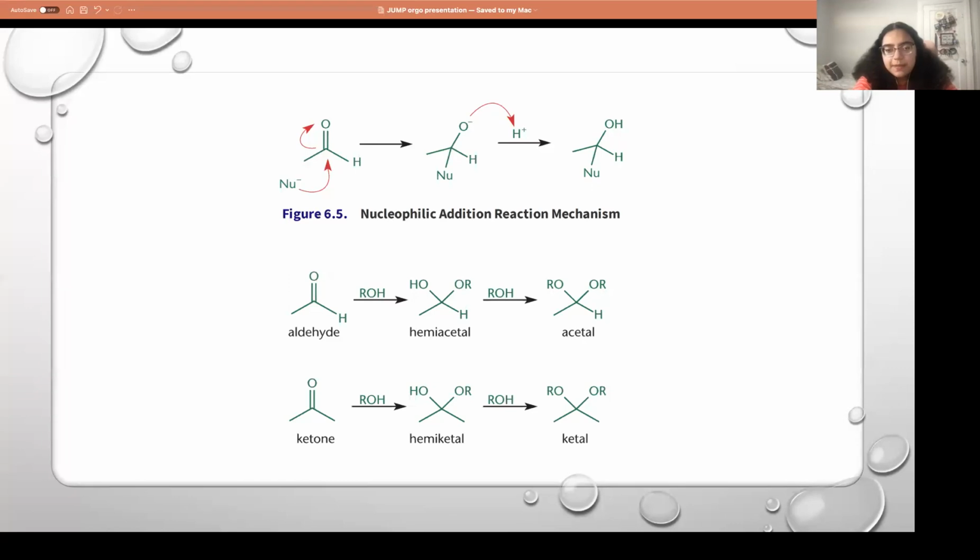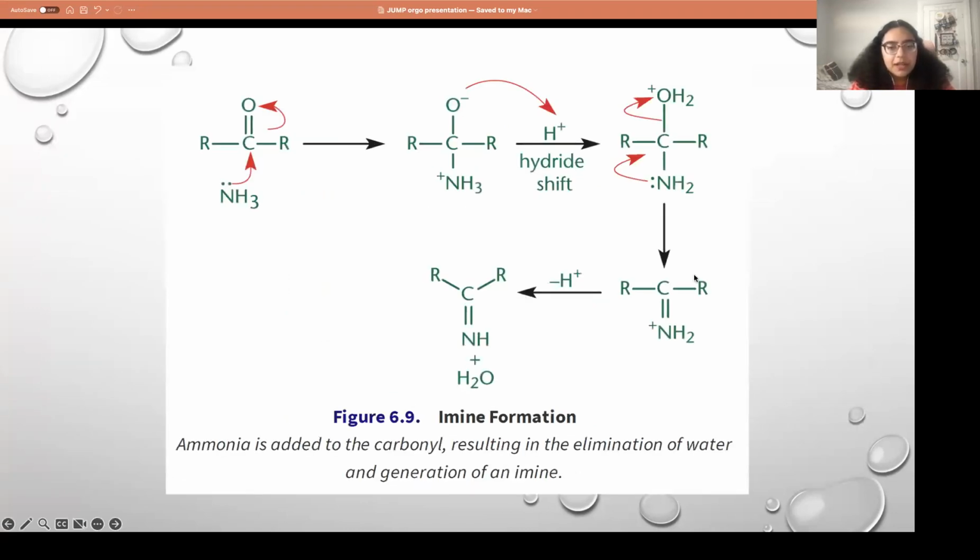You can see the hemi is basically that one is an OH, the other is an OR. And then when you add another equivalent, that OH will change to an OR. Hemiacetals and hemiketals are used as protecting groups, but I do have a slide on that, so we can get into that later. This type of thing also happens with nitrogens, and you can make imines.